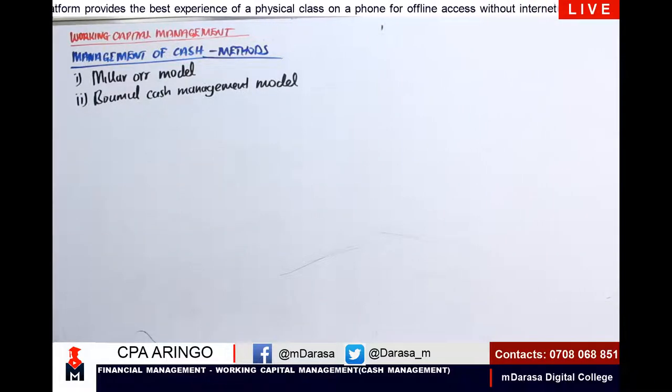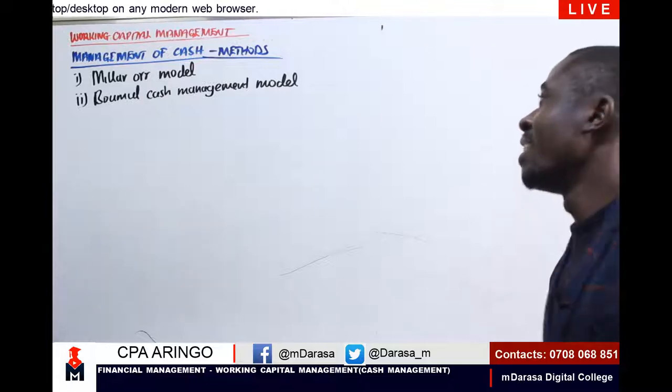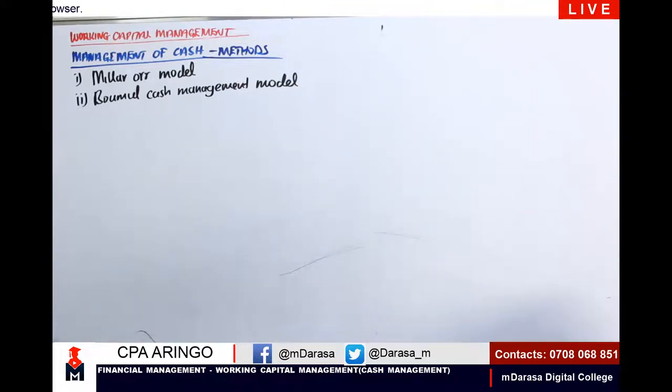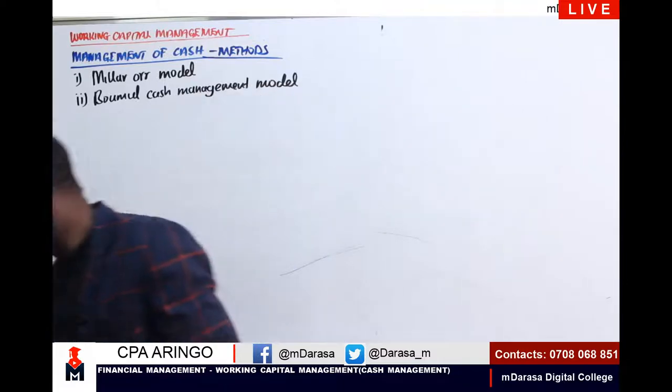A very interesting model in our case here. So one will probably ask where do you normally come up with such names? You'll find that this model was named after Martin Miller and Daniel Orr. So that's why we are terming it as Miller-Orr. I know some people can pronounce this as Orr, and some people pronounce it differently. So these two people came up with this model of cash management.